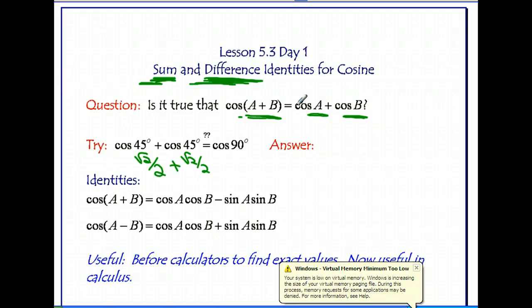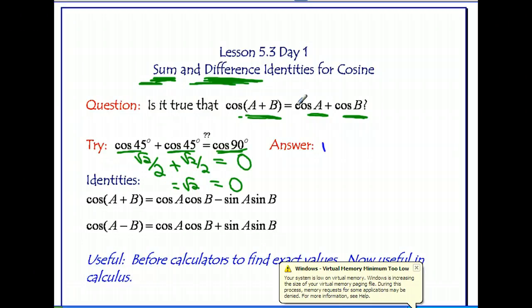What happens when you add up the square root of 2 over 2 plus the square root of 2 over 2? You get 2 square root of 2 over 2, which is square root of 2. Is that the same thing as the cosine of 90? How much is the cosine of 90? Wait, the cosine of 90 is 0. So can you just take the cosine of 45, add those up and get the cosine of 90? And the answer is no.